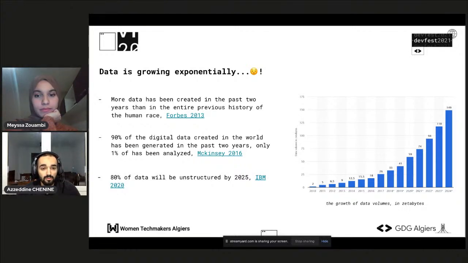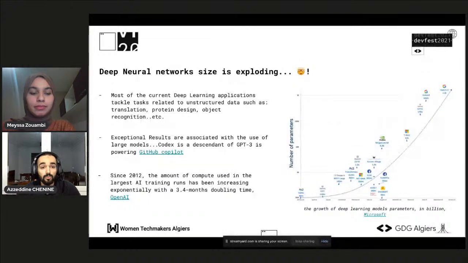you should be sure that 90% of the digital data you have now has been created just in the past 2 years. And only 1% in fact is being analyzed. And 80% of this data will be unstructured by 2025. By unstructured data, I mean data that doesn't have a spreadsheet-like structure, let's say images, video clips, audio clips, text, etc. And it was done by IBM in 2020.